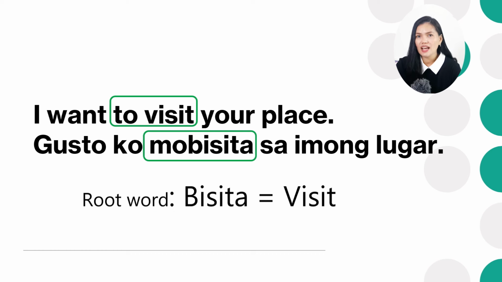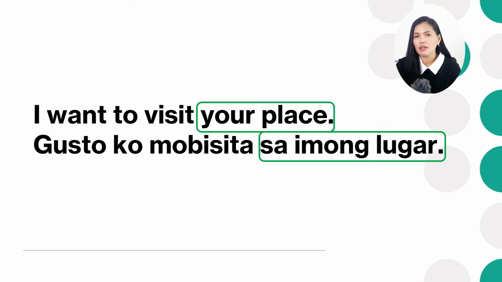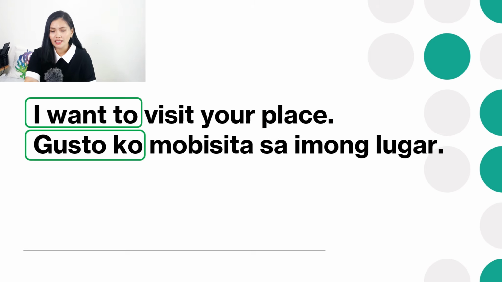Your is saimong. Saimong. There is an ng here because you have to link imo to lugar. So the ng here is the nga linker. Okay? Your place is saimong lugar. Place is lugar. So, when you say gusto ko means I want to.